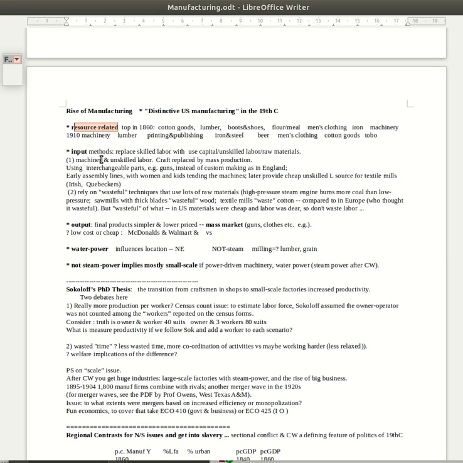All right. The second point to be familiar with is the idea that the input methods in the United States were quite different from those in England. In short, in the U.S., we replaced the skilled labor found in Europe, and instead we used more capital, more tools and equipment, that is, in order to be able to have unskilled labor and to take advantage of abundant raw materials. So the point first is the notion that craft production was replaced by mass production.